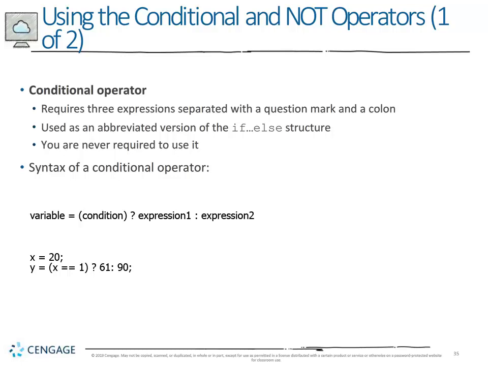So in this example, we have x = 20. And in the next statement, we say y = (x == 1) ? 61 : 90. So x == 1 will be evaluated. Because x we know is 20, x == 1 will return false. So the 90 will be assigned to y. If x == 1 returned true, 61 would be assigned to y.